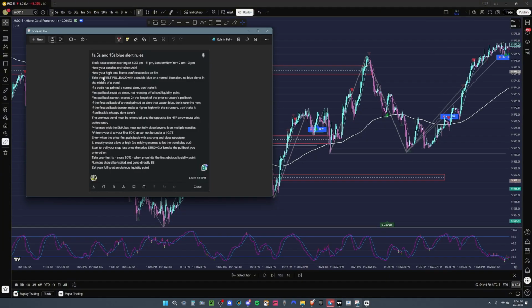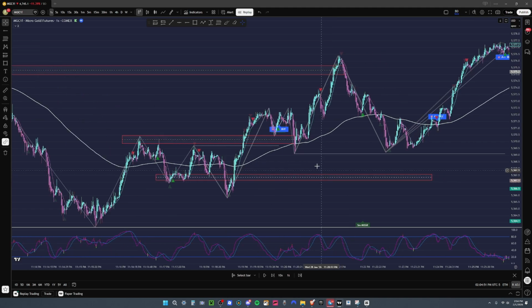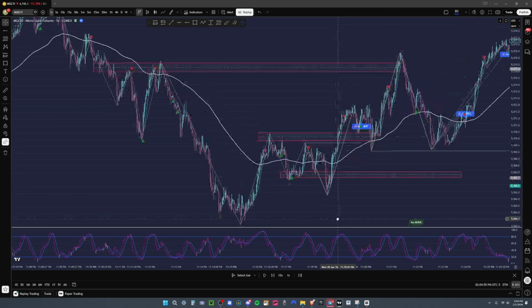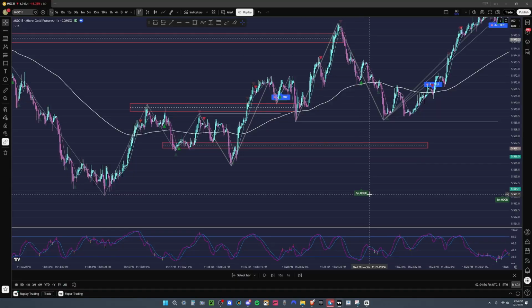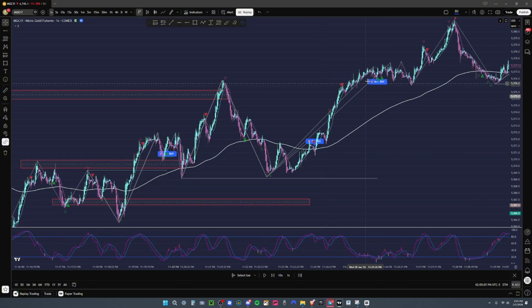The other rule, you want to take a double blue or a normal blue alert. No blues in the middle of the trend. So this is a normal blue, and it would be a double blue if this 5 minute would be on the same candle as the alert. So that's a normal blue. And then you don't want to take anything in the middle.